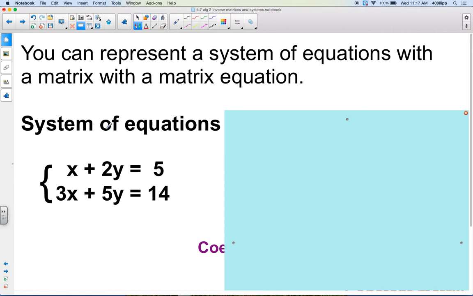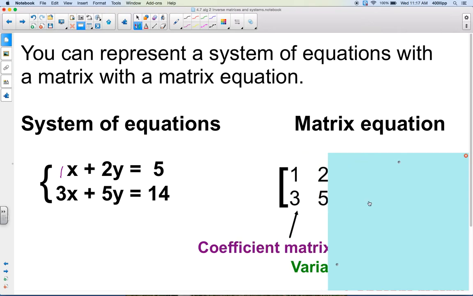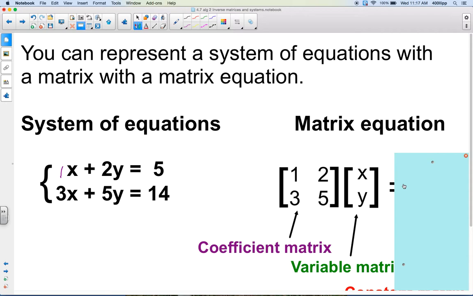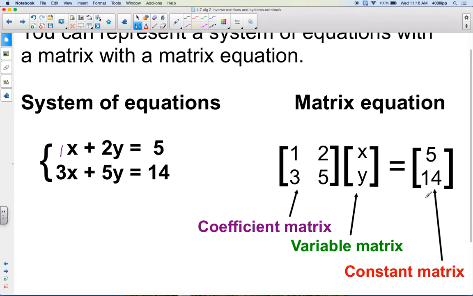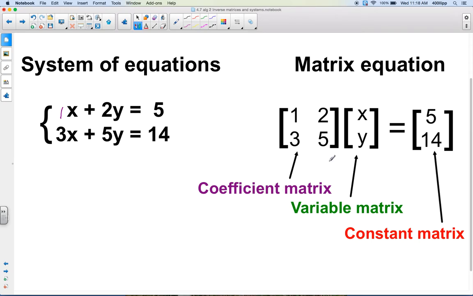We're first going to look at all of the coefficients. If there's no number written in front of the x, we know that the coefficient is a 1. So we'll have our coefficient matrix where we just write our coefficients. This is the start of a matrix equation. We have our coefficient matrix: 1, 2, 3, 5. Then we'll have our variable matrix, where we just have x and y. And then finally, we'll take 5 and 14, and that's going to be part of our constant matrix. We're going to learn how to solve this using the matrix equation.